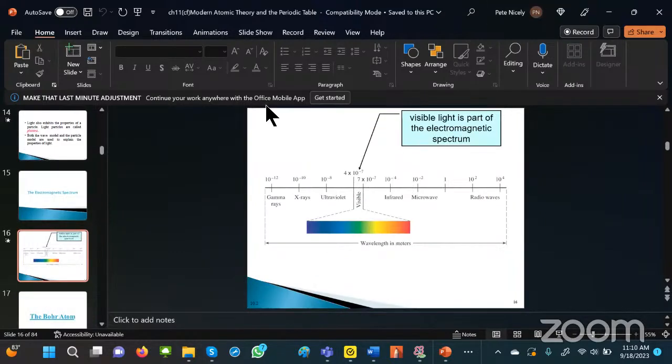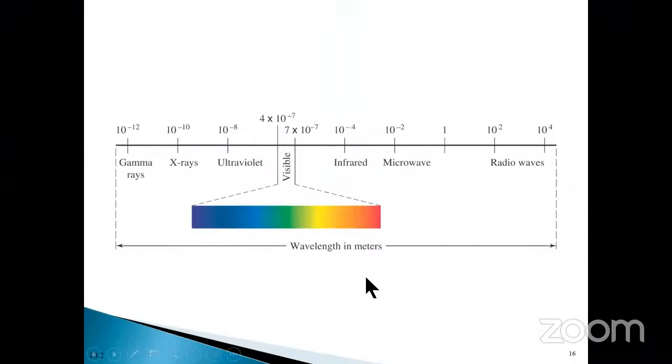Okay, so this here is what is called the electromagnetic spectrum. It's basically a list, a chart, which gives you all forms of electromagnetic radiation. And in this case, they have them from the lowest wavelength to the highest wavelength, left to right, right? So basically, these are different forms of radiation.